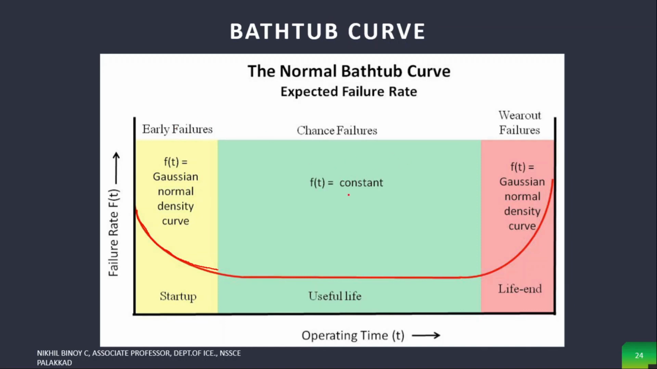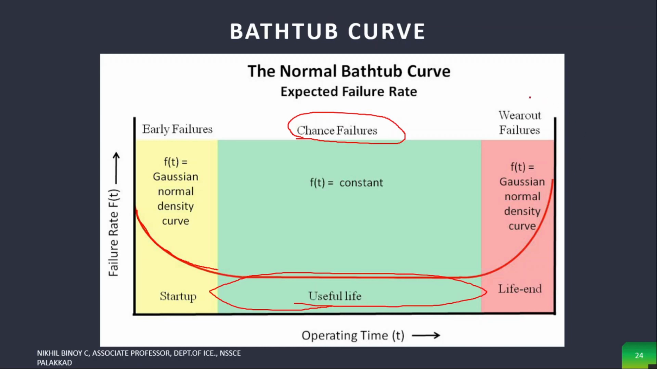Then we have fd of t is constant. This is the service failure zone. The second name for this one is chance failure. The service failure zone is also known as the chance failure zone. So this one is the useful life. If this one is lengthy, we can trust the life is large. So this is the useful life region.